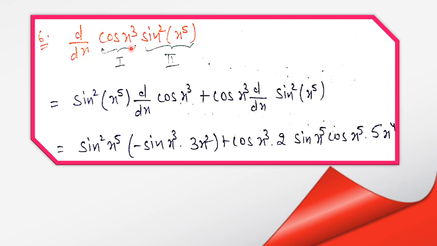Sixth question, d by dx of cos x cube times sine square of x power 5. Let's consider this as the first function and this as the second function. Let's apply the product rule.